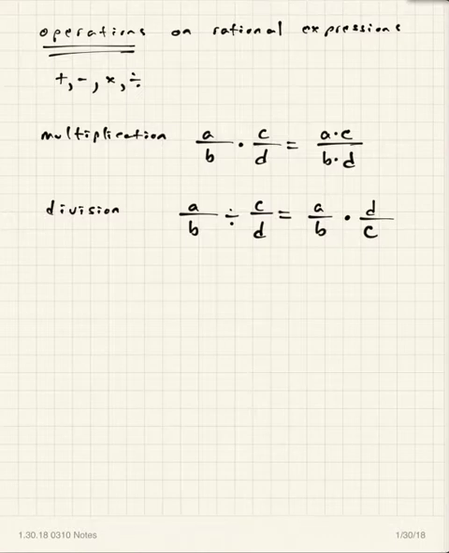Now, I've had different students tell me different things that they use to remember that. I know that I have some students who like to say it this way: leave, change, change. Leave means take the first fraction, just leave it alone. So if it was a over b, you leave it as a over b. And then change, change means you change the operation from division to multiplication, and you change the second fraction by flipping it.